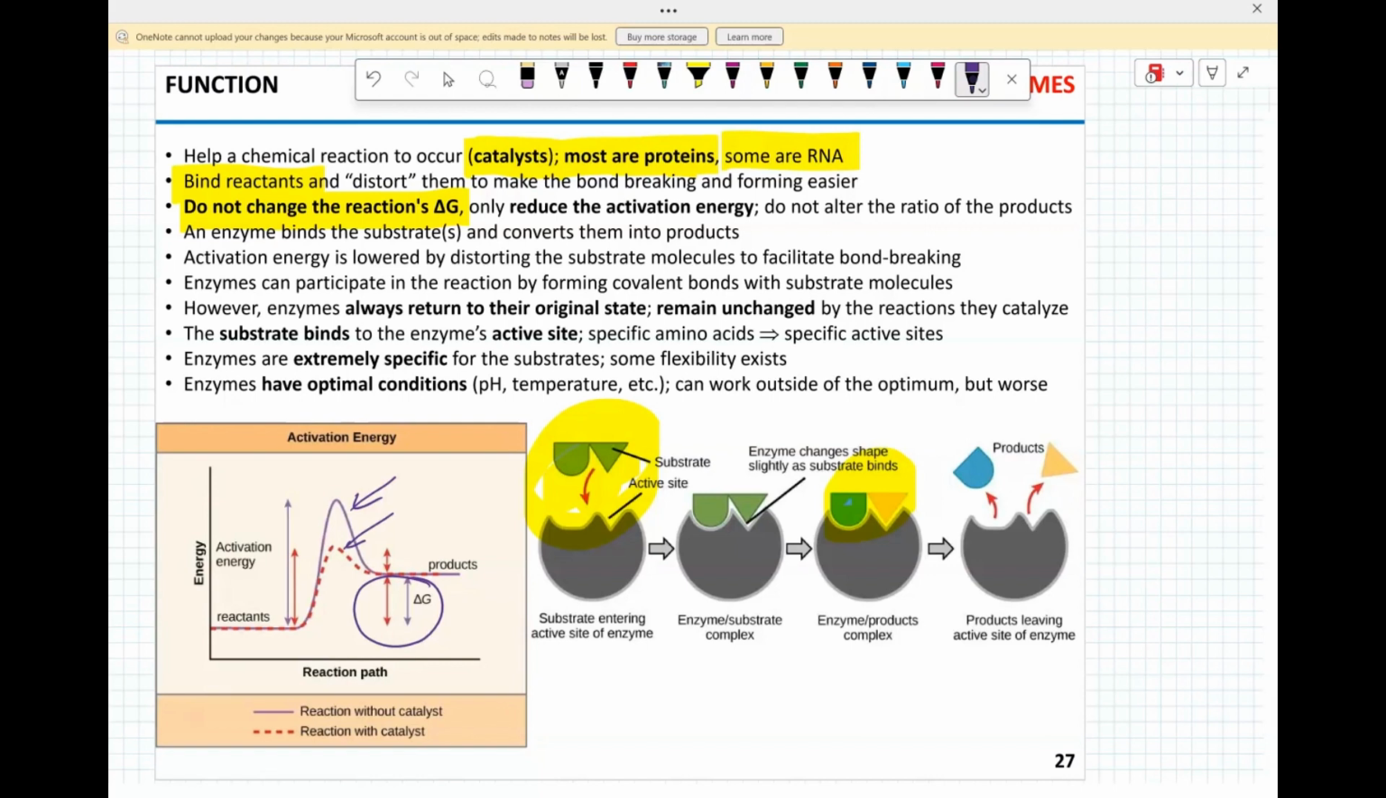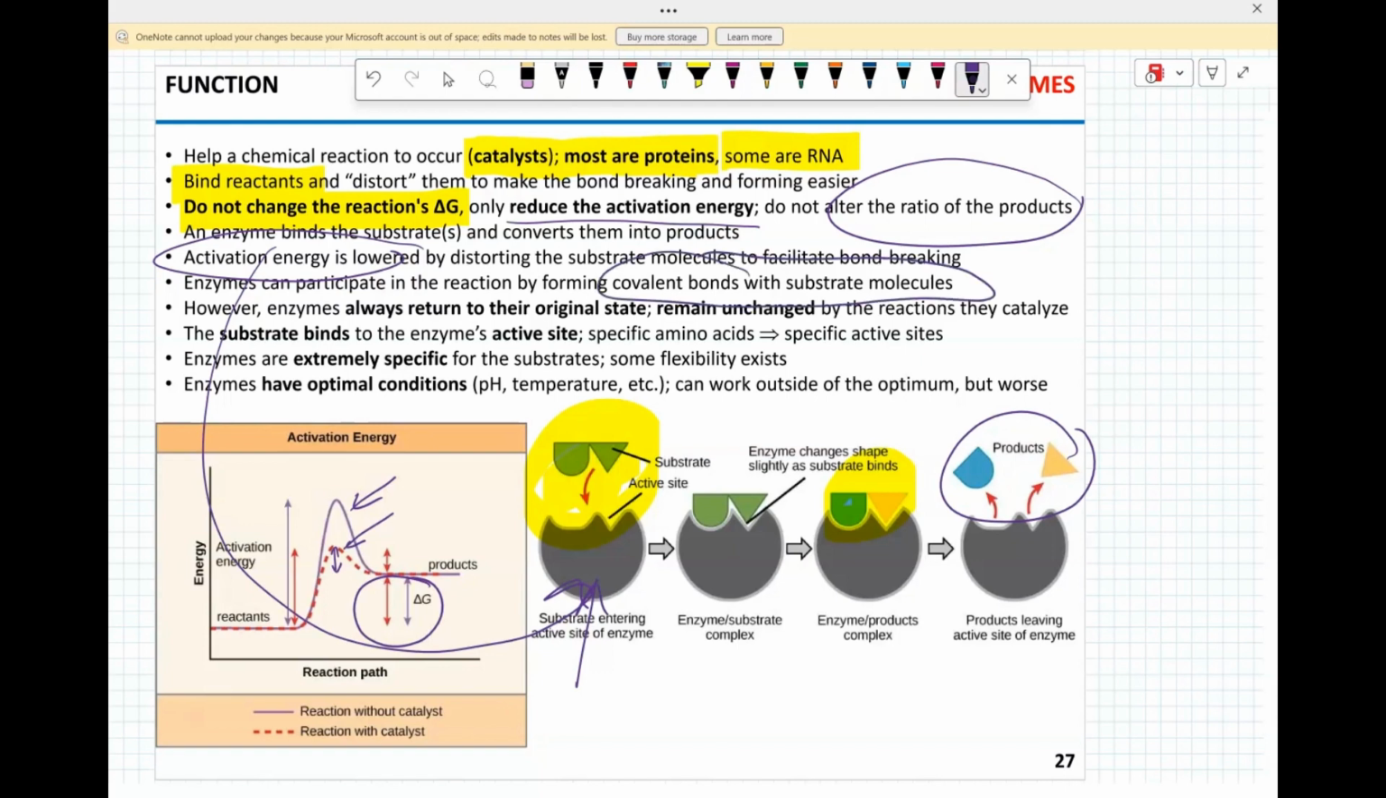You can see that the only parameter that they change is activation energy. Enzymes reduce the activation energy without altering the ratio or the yield of the products. The enzyme here binds the substrate and converts it into the products. When the enzyme binds the substrate, it distorts it and therefore lowers the activation energy of the reaction. In some cases, enzymes can form covalent bonds with the substrate molecules.